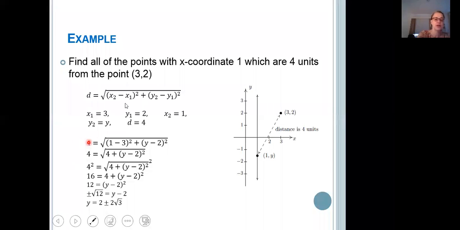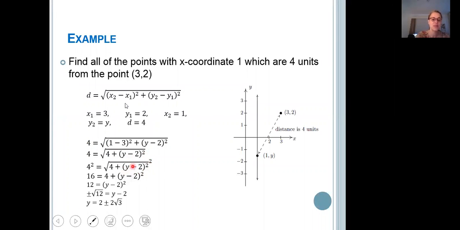So 4 equals the square root of (1 minus 3). This came from the x values, right? Square that number. Plus (y minus 2). We don't know the y coordinate, but we know the point we start with. And square that. Add them together, take the square root. Okay. Do a little arithmetic. We get to 4 equals the square root of 4 plus (y minus 2) squared.